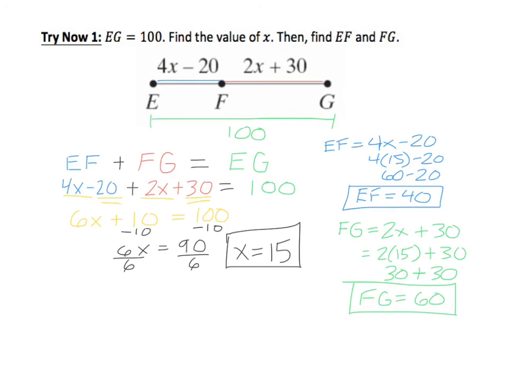The first thing I did was add EF and FG together and set that equal to 100. I combined my like terms. 2x and 4x makes 6x, negative 20 and 30 makes 10. And then just solve for x, you get x equals 15. Remember, once you have x, you can find the length of the segments by taking that value and subbing it back into the expressions.